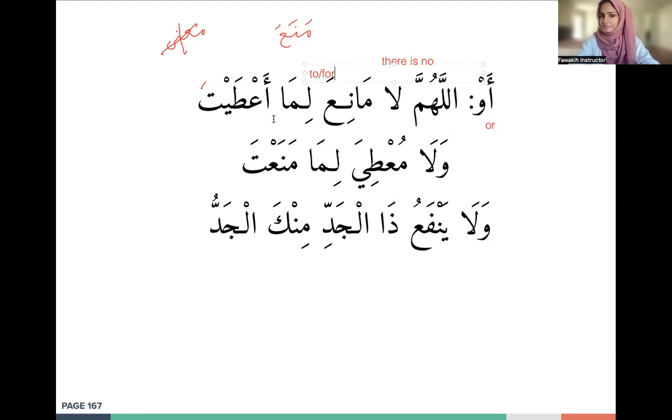What is ma? It looks like an attached pronoun. It's not an attached pronoun, but a different part. These are two parts. Anybody know what ma means over here? Whoever said what is correct, but it's not the what of what is your name. This is the what that has the same meaning as alladhi. It's an ism mawsul, a relative pronoun, like he is the person who I met at the masjid yesterday. It could be what, whom, or that, depending. That which, exactly. So, oh Allah, there is no mani', no obstacle or preventer for that.